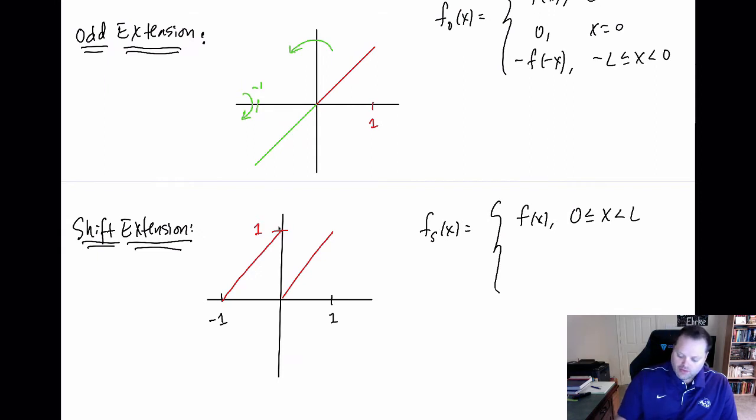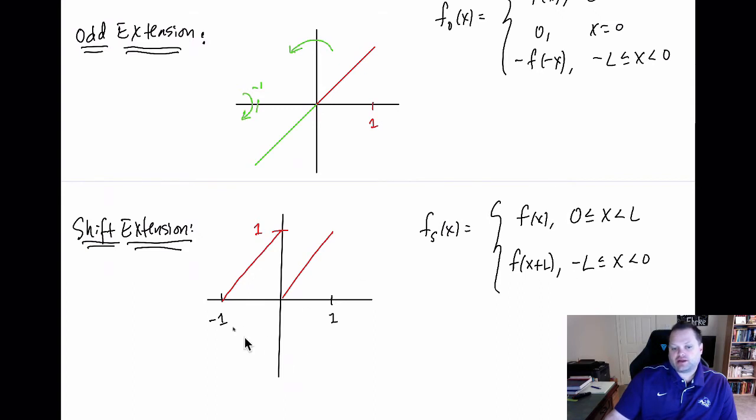So how do you get the shift extension, by the way? Well, you're basically taking every point here and you're moving it to the left by 1. So this would be f of x plus 1, which moves everything to the left by 1. And in general, it would be f of x plus L in this case. So f of x plus L is the shift extension here. And then this would be for minus L less than or equal to x less than 0. So this would be the shift extension from this to this.